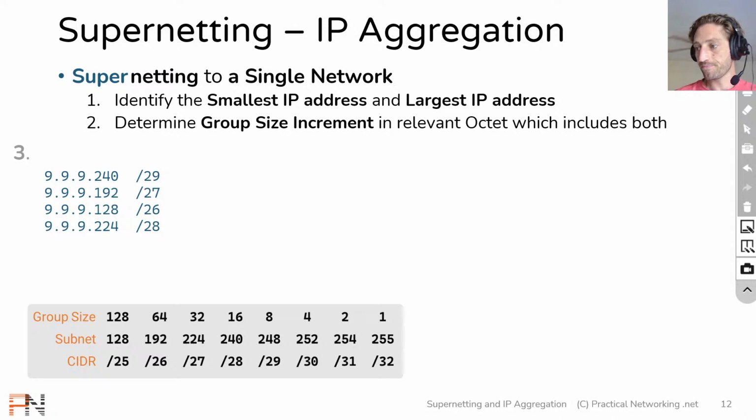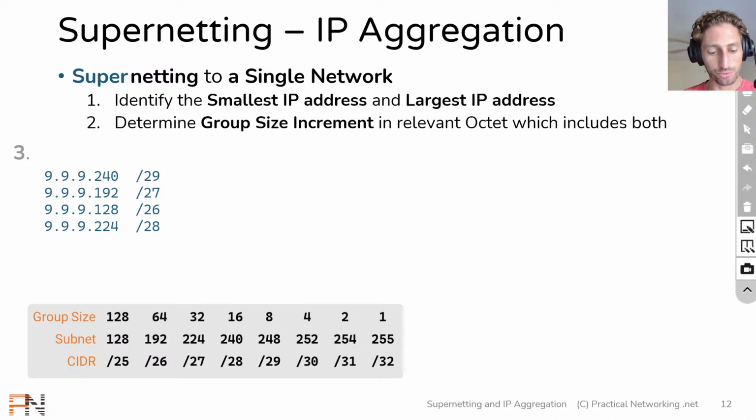Now this guy, if you'll notice, we're given different sized networks, right? That's totally fine, and probably something that'll occur in the real world or on certification exams. But in all cases, it's still this simple 2-step process. We're going to find the smallest IP address, and then we're going to find the largest IP address and figure out a group size increment that includes both.